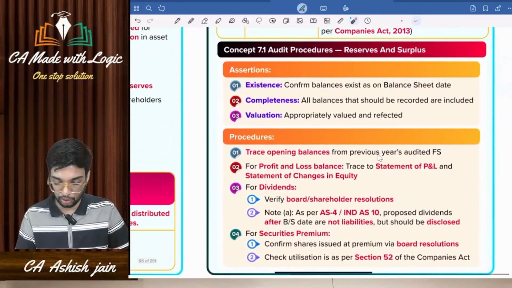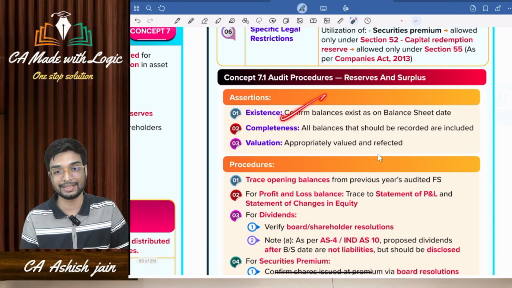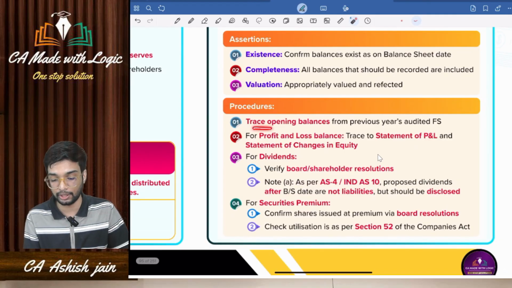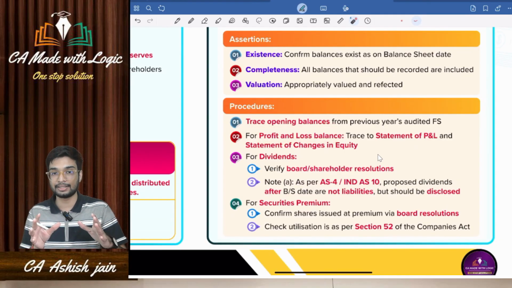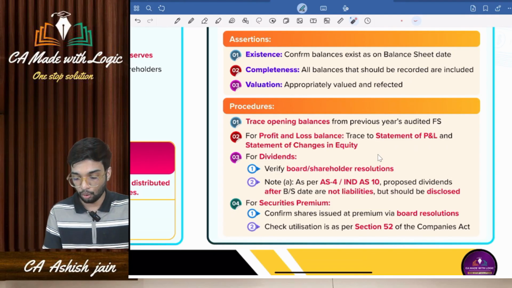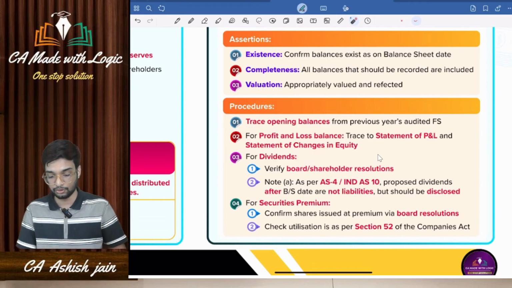Then comes the audit procedure related to reserves and surplus. One is existence, completeness, valuation. So what is the procedure? First you will trace the opening balances, then profit and loss. Just imagine under reserves, the profit and loss item will be there, and dividend-related items will be there. Dividend also comes under reserves only.